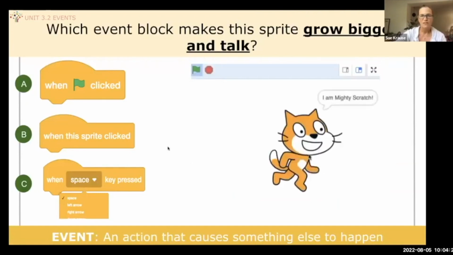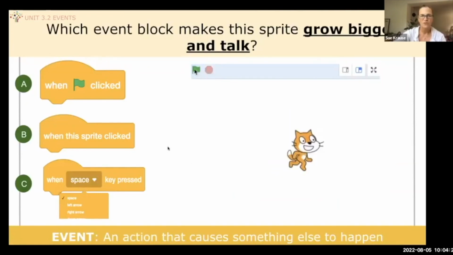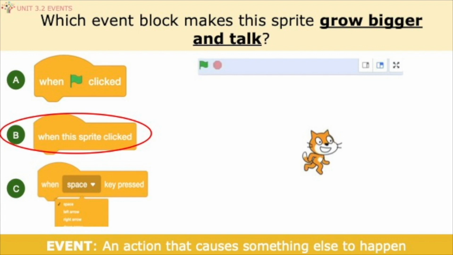And then we've got a little action here. Which event block makes this sprite grow bigger and talk? Which block? Is it block A, when green flag clicked? So does he grow bigger and talk when the green flag is clicked or when he is clicked? Yeah, when the sprite is clicked. Yeah, when the sprite is clicked, exactly.